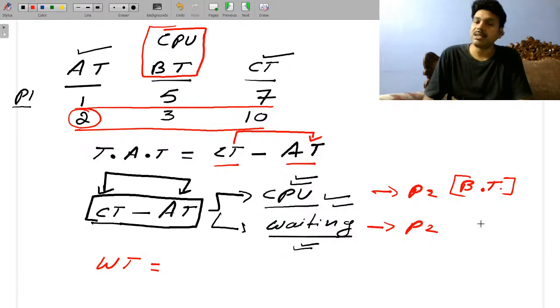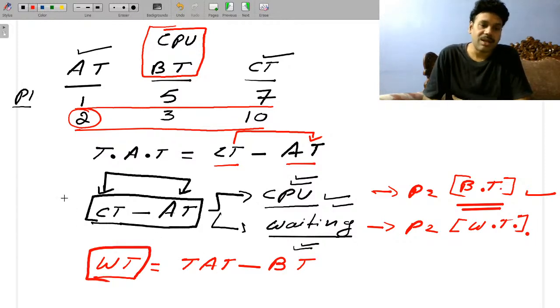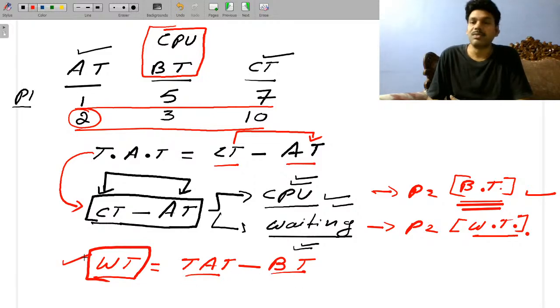Now you see, your turnaround time is nothing but CT minus AT. Sometimes you are executing on the CPU, sometimes you are under waiting time. So what is your waiting time? Your turnaround time minus your burst time gives you the waiting time. Because please understand, turnaround time is ending time minus starting time, and within it you may be with the burst time or with some waiting time. So CT minus AT, that is turnaround time, minus your burst time is the concept of waiting time.